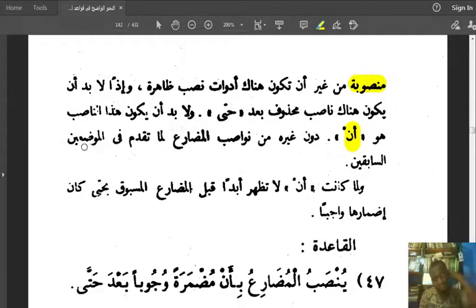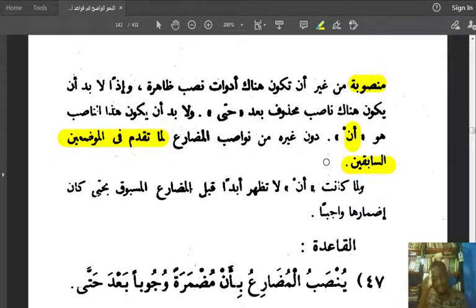Okay. لما تقدم في الموضوعين السابقين. If you see an expression like this, he gives you a reason. I go back and read from before: ولا بد أن يكون هذا الناصب هو أن دون غيره من نواصب المضارع, the nasib must definitely be an, not any other, among the factors that cause a present tense verb to be mansub. And then he says what? لما تقدم في الموضوعين السابقين. Now what is he saying? Lima here means based on what has preceded in the two previous topics that we've had. What is he trying to tell us?